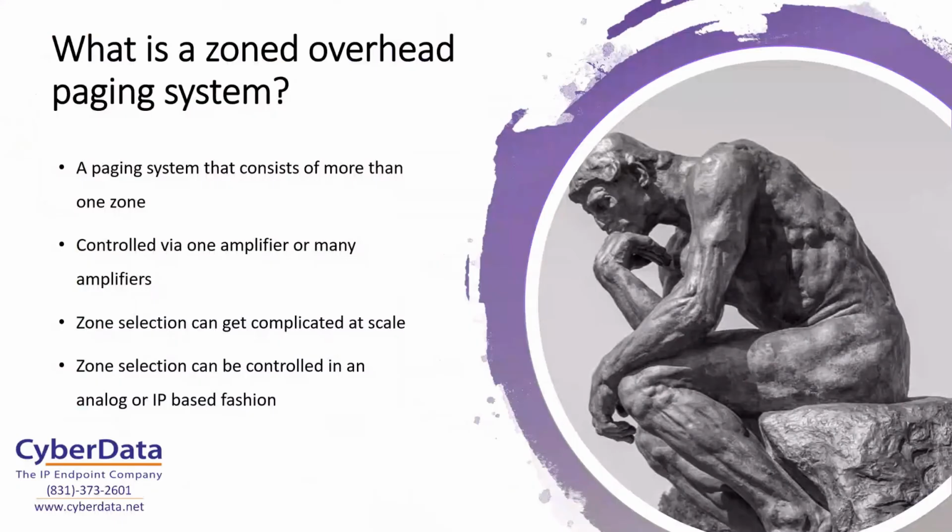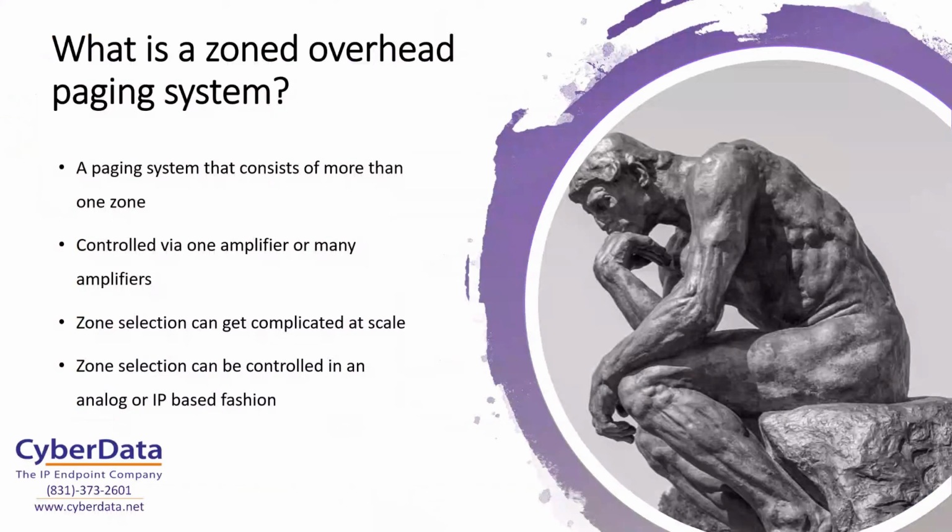So what is a zoned overhead paging system? Well, a paging system is going to consist of one or more zones. That's basically, in a nutshell, what a zoned overhead paging system is. It's just one that has any more than one zone. Technically, an all-page single-zone paging system is a zoned paging system. It only has one zone. And these zones are going to be controlled either by a single amplifier or many amplifiers. And as we've discussed today, there's really no benefit in going either direction. Both have their advantages and disadvantages.